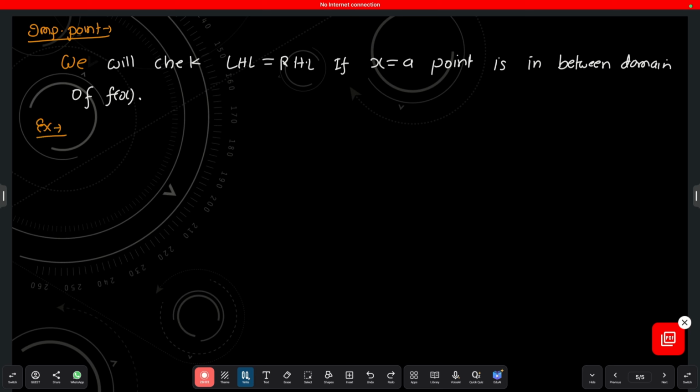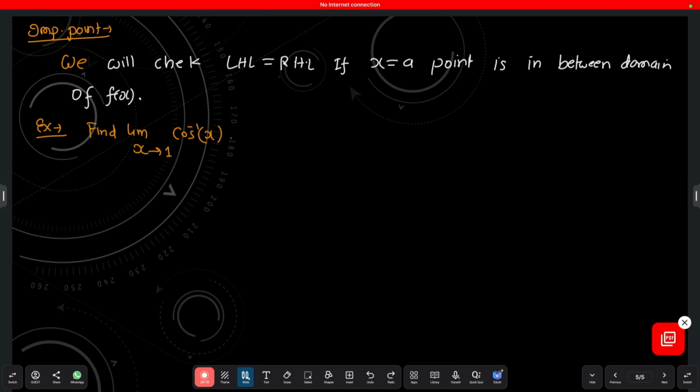Suppose I am giving one example. I am saying find the limit x tending to 1 of cos inverse x. Find limit x tends to 1 cos inverse x.